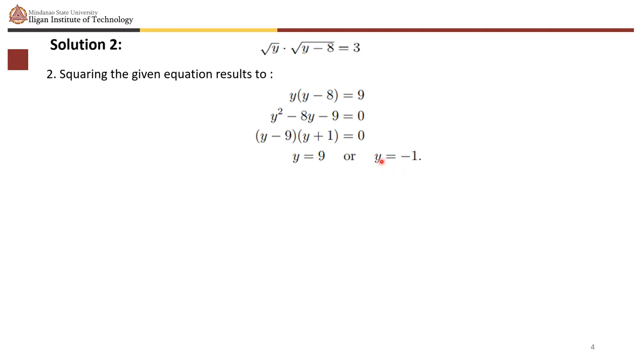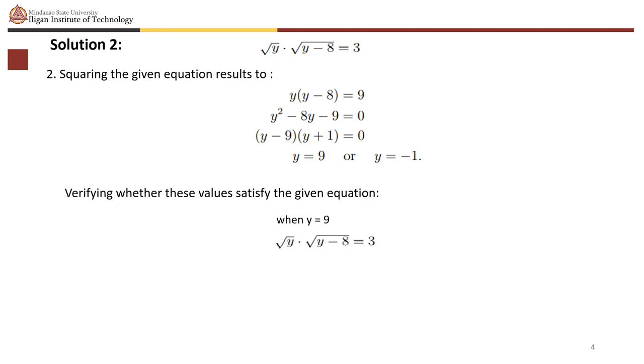But again, we have to verify whether this will give us the correct values to the original equation. So that we have the following: verifying whether these values satisfy the given equation. When y equals 9, we have the following. Let's see. Square root of y times square root of y minus 8. Is it indeed equal to 3? I have replaced square root of y by square root of 9. Square root of y minus 8 by square root of 9 minus 8 equals 3.